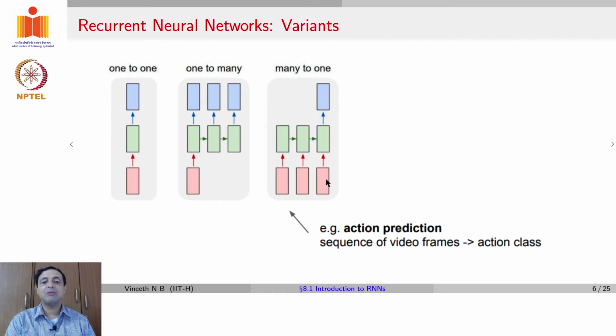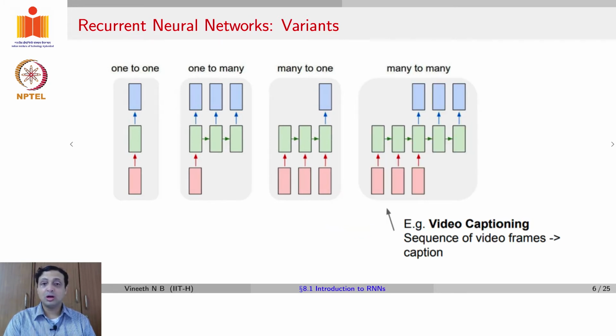Similarly, you could have a many-to-one architecture where you have inputs at multiple time steps, but you make a prediction at one particular time step. What's an example here? Action prediction, where you have a sequence of video frames as input and the model has to give one particular class after seeing the full input sequence. For example, after seeing a complete video of, say, a football game, the outcome should predict whether that snippet of the video was a goal scoring event or not a goal scoring event.